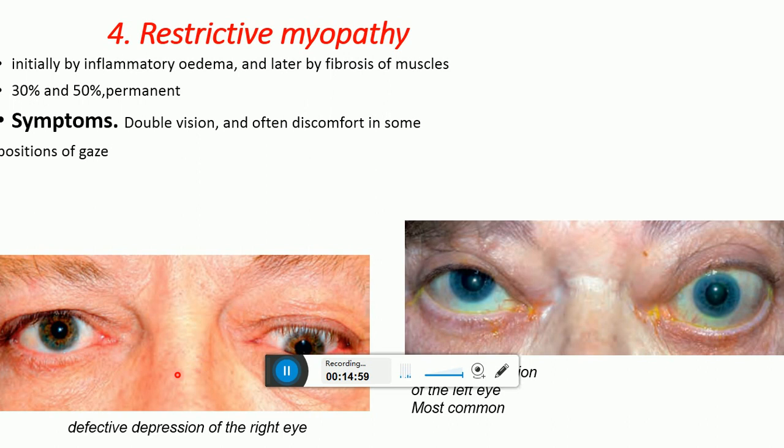Depression defect: here you can see in the right eye there is a depression defect secondary to fibrosis of the superior rectus. And the last is adduction defect, caused by fibrosis of the lateral rectus. So the most important here is elevation defect, the most common.